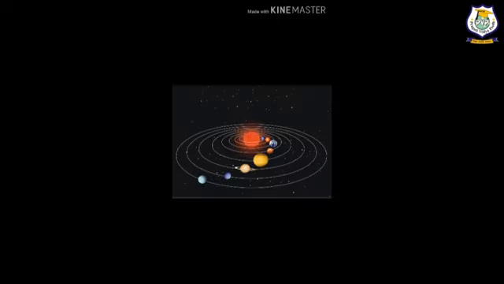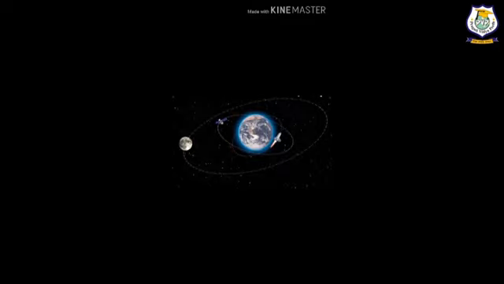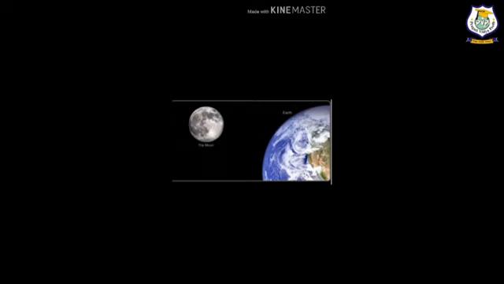Now the next heavenly body is the moon. Just as the planets move around the sun, the moon also moves around the earth. And do you know, one heavenly body moving around another heavenly body is called its satellite. So the moon is the satellite of the earth.